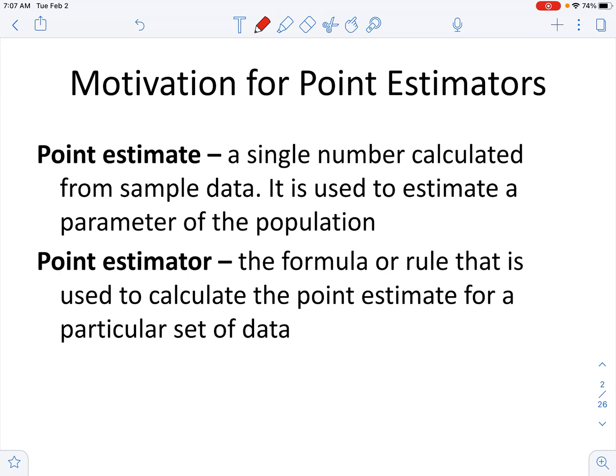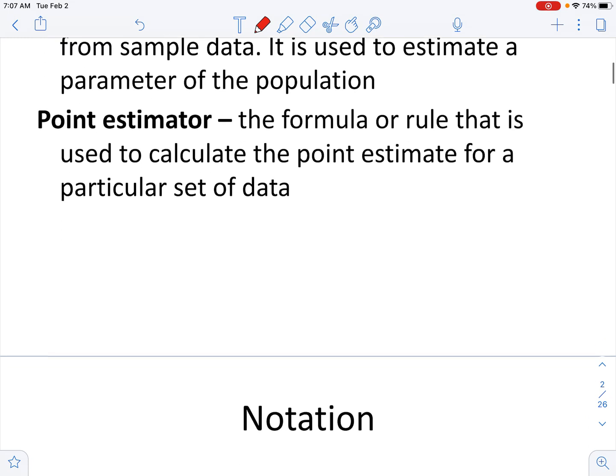Okay, a point estimator is a formula or rule that is used to calculate that. So the idea, if I want to find the average, I add up all the numbers and divide by how many there are. So that would be the idea as we go through it.